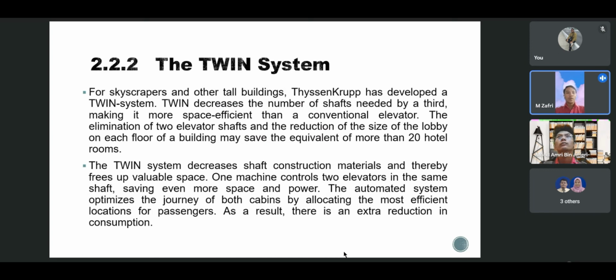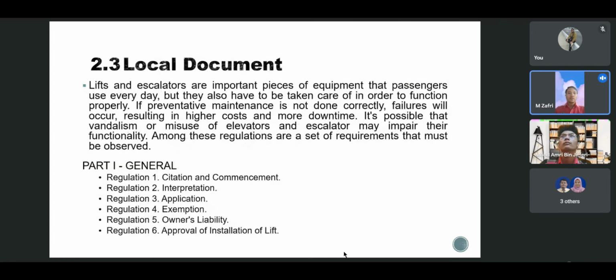One machine controls two elevators in the same shaft, saving even more space and power. The automated system optimizes the journey of both cabins by allocating the most efficient location for passengers. As a result, there is an extra reduction in consumption. Next slide. The 2.3 is local document.